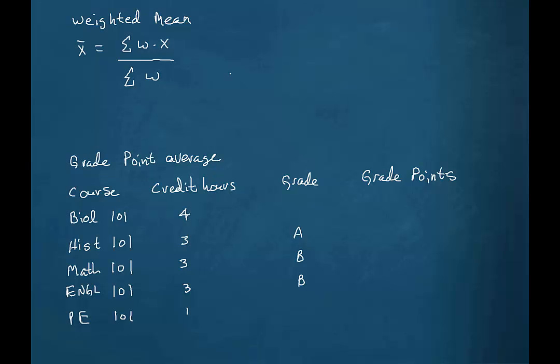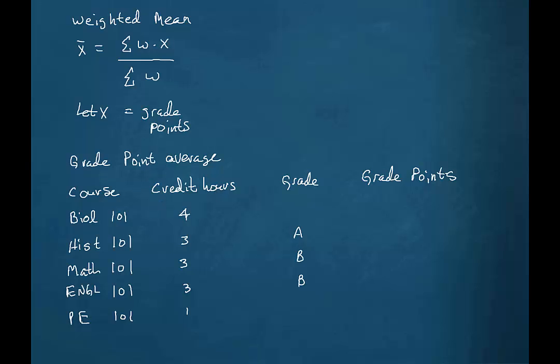Sometimes in applications it might be difficult to determine which are the weights and which are the data values. So what you want to look for is the phrase that is telling you what you're finding a mean of. For instance, for a grade point average, we're looking for the average of the grade points. So we would let x equal that thing that we're finding an average for. So in this case, that would be the grade points.